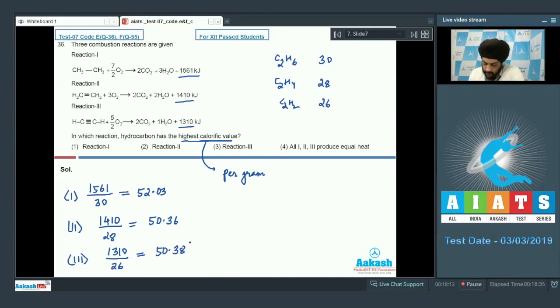So the examiner is interested in the species which has the highest calorific value, which means that the examiner seems to be interested in the species which liberates the maximum heat per gram of the substance undergoing combustion reaction. So we have to select the first option as the correct answer to this question. Let us look at the next question now.